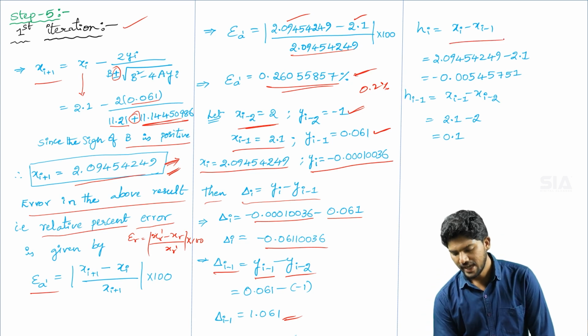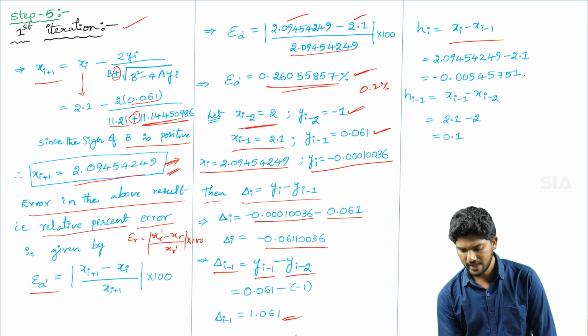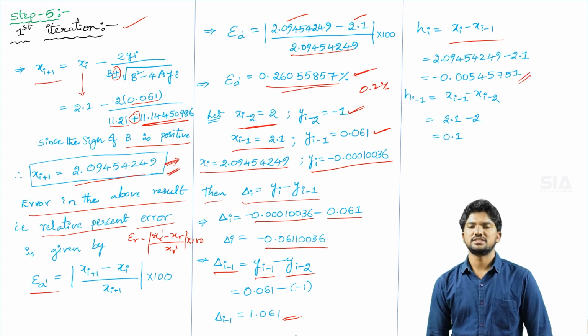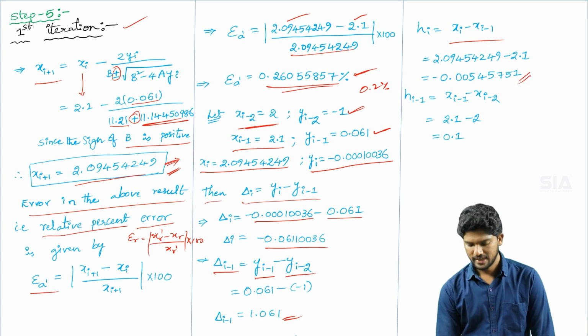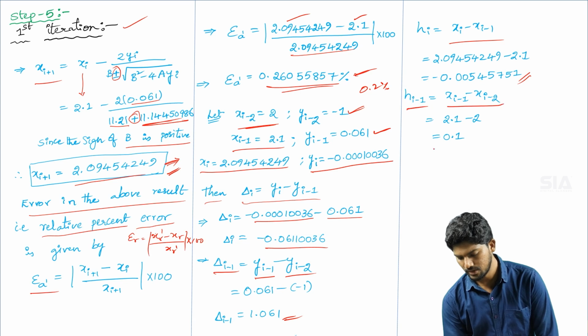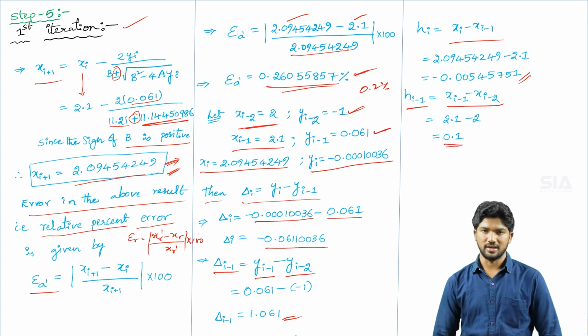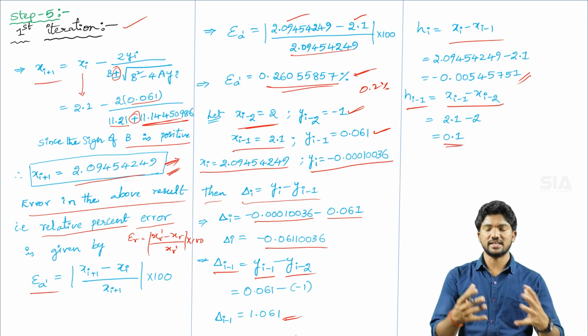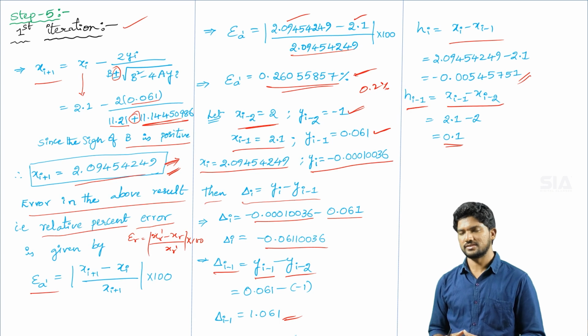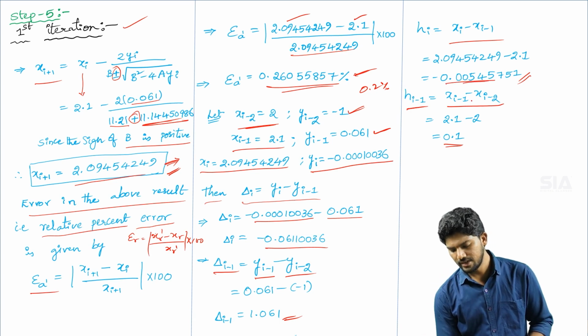Next, similarly, h suffix i, if you simplify the values, you will get 0.00545751. Next, h suffix i minus 1, you will get 0.1. In the previous approximation, we got h suffix i equal to h suffix i minus 1. Now we got two different values.